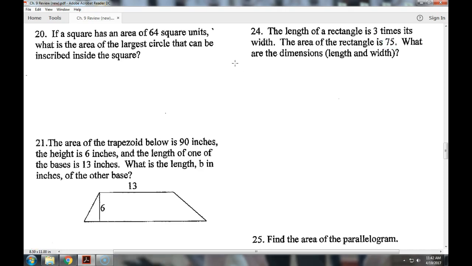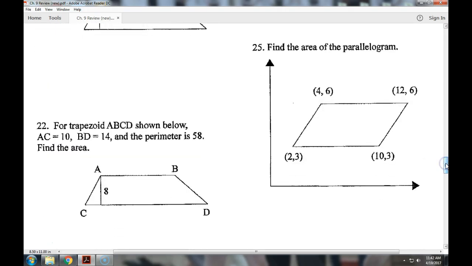Alright, moving right on down, number 25, find the area of a parallelogram. So first thing that jumps into my mind is, what the heck is the area of a parallelogram? Well, that one's pretty easy. It's just base times height. So here's the base, and here is the height.